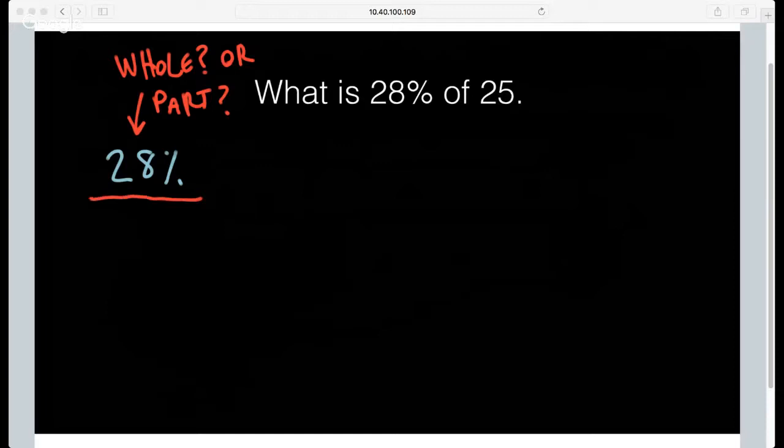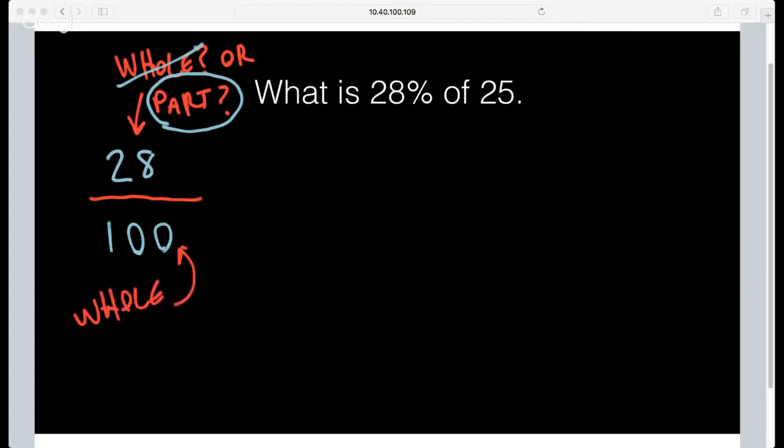Okay, like that. So the bottom of our ratio has to be the whole. So what is the whole when we're dealing with percents? It'll be 100. So we have 28 out of 100 as that percent. This fraction is equivalent to this percent, 28 per 100. This is the part, this is the whole.